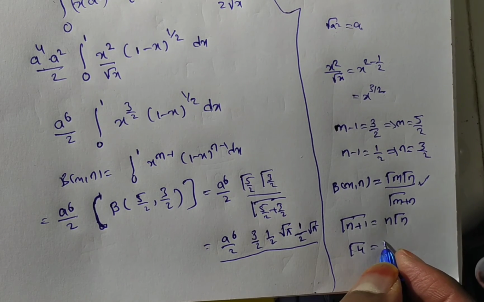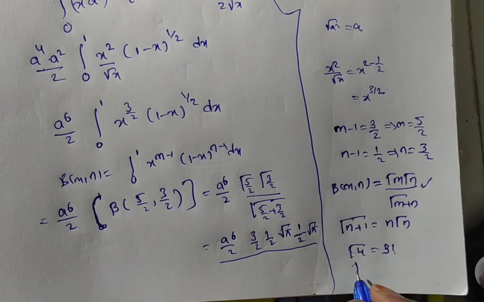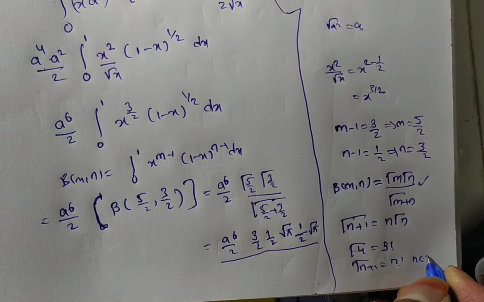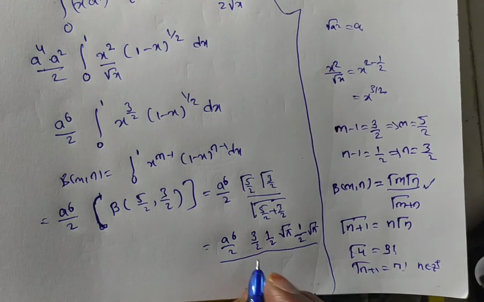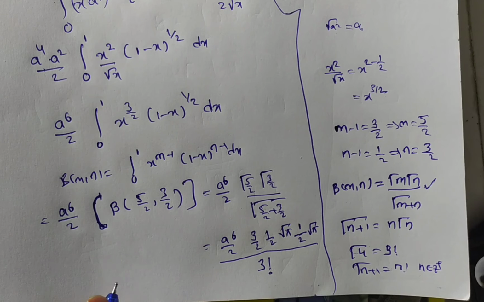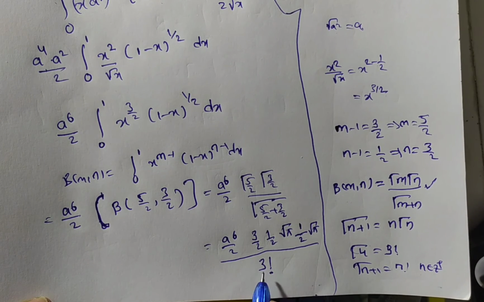Gamma 4, what do you have? 4 is an integer, so n minus 1 factorial, that is 3 factorial. We have gamma of n plus 1 is equal to n factorial for n belonging to Z plus, the positive integers. Remember. So you can write this as 3 factorial. Now you have to simplify this. What you are going to get, you see clearly.